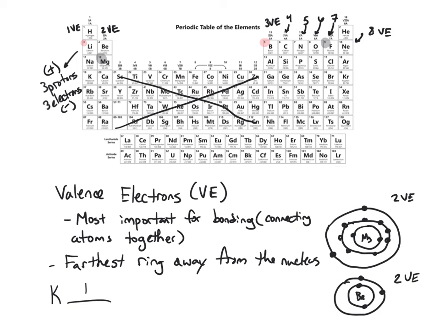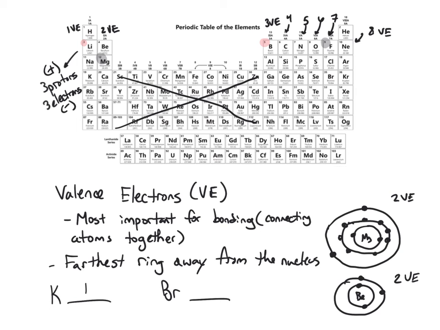Now, you can't do this for the transition metals, and so we skip them. If you were ever asked to identify the valence electrons for one of the transition metals, you can't do it. But you can for the first 2 columns and the last 6 columns of the periodic table. So let's do another one. Let's do bromine. How many valence electrons does bromine have?